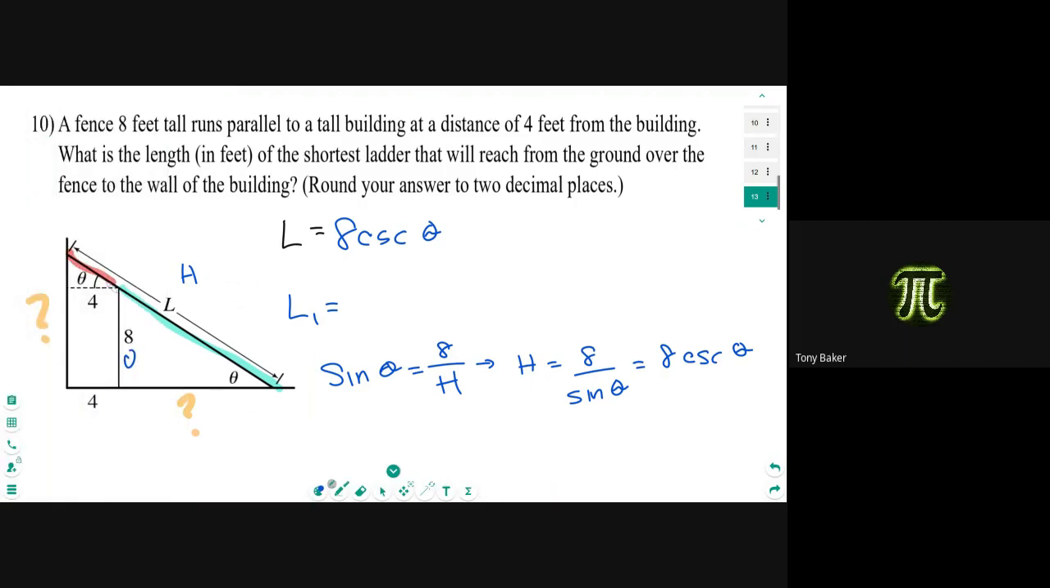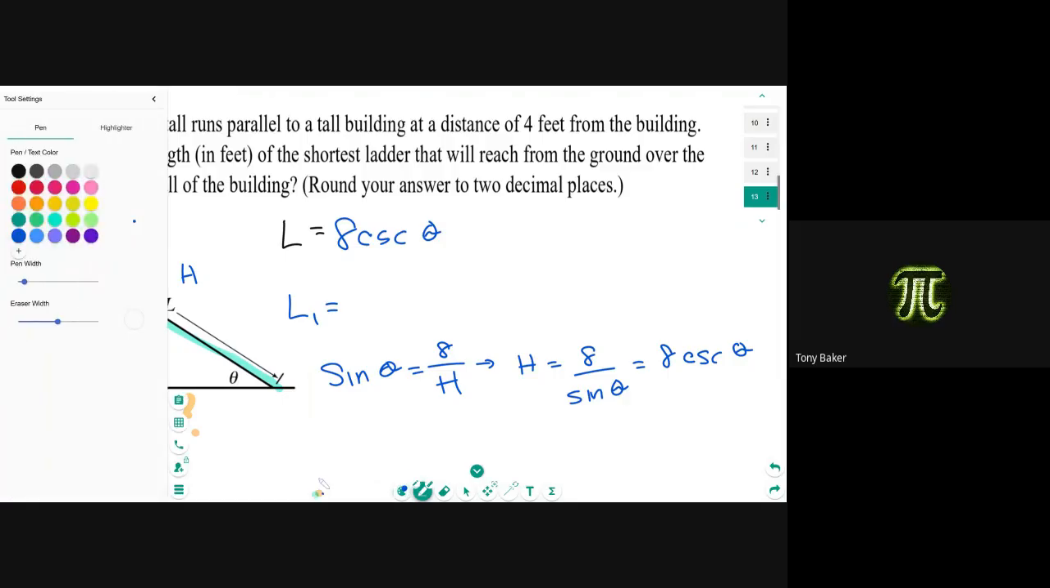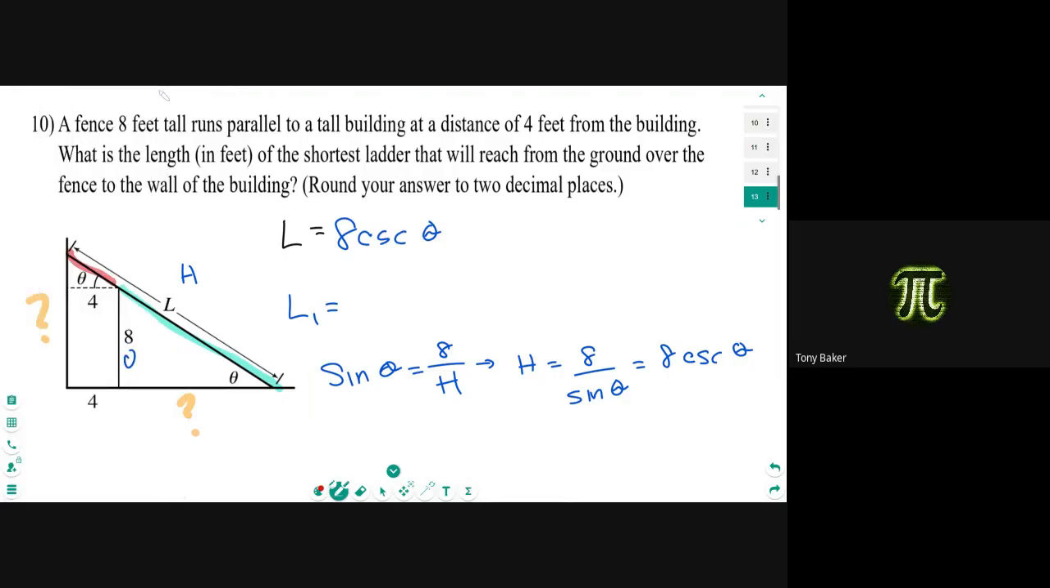So then what's that piece? Cosine. So cosine of theta is 4 over h, right? So h equals 4 over cosine of theta, which would be 4 secant theta.